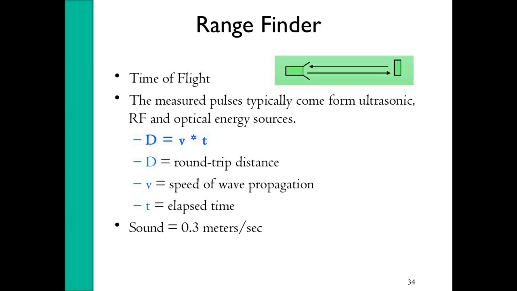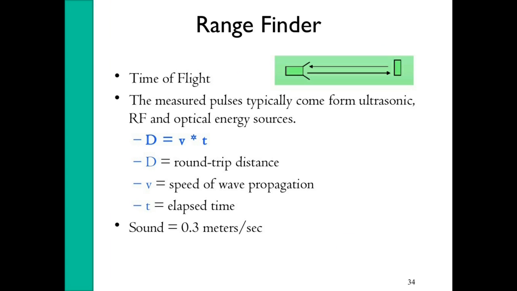Okay, the first point is the time of flight. The sensor is using light or sound. The time the light or sound takes to reach the obstacle and again reach back to the sensor, with that time only, this range sensor is calculating the range or distance. The next point, the measured pulses typically come from ultrasonic, RF and optical energy sources.